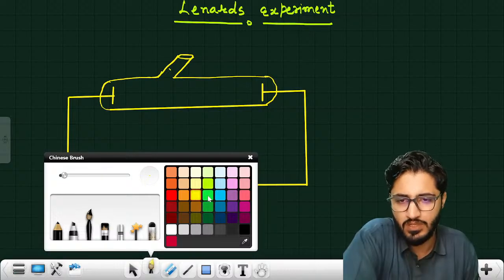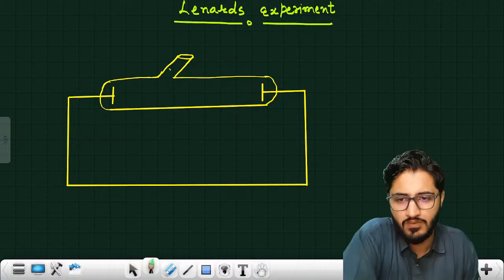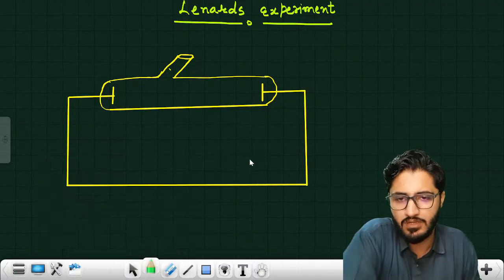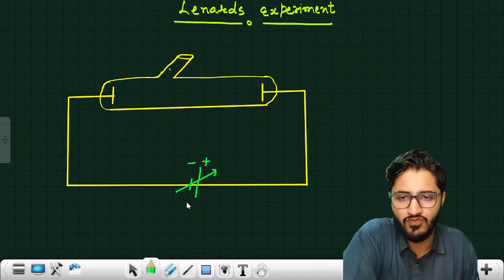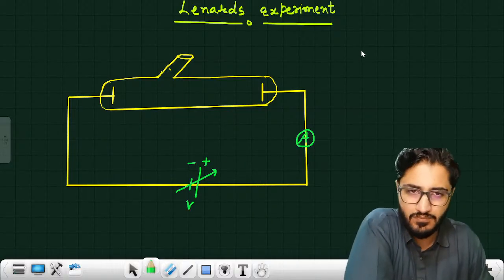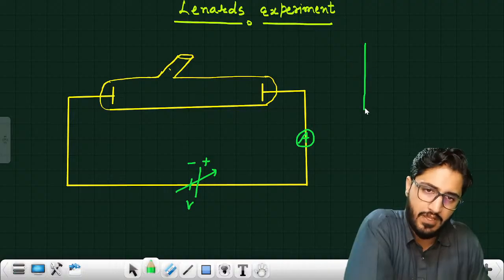So now here, I guess I made some mistake. Here we are having a battery, my variable battery. Here we are having an ammeter, for the reading of current.